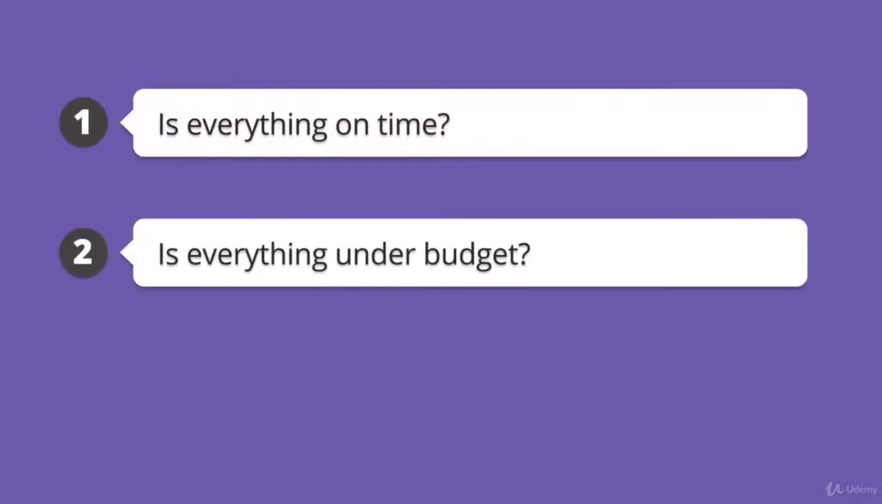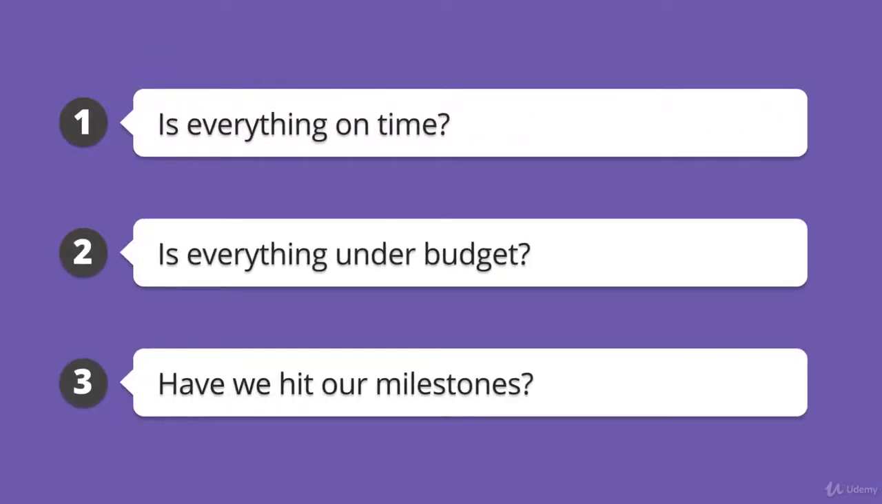Once project work begins, project managers usually ask the same questions over and over again. Is everything on time? Is everything under budget? And have we hit our milestones or delivered all the necessary requirements? Back in our lecture on the execution phase of the project, we talked about the importance of setting up systems to track all of this stuff. So project managers shouldn't have to wonder about the answers to these important questions. Instead, they should be checking out dashboards and project management platforms and looking at reports to find what they need.